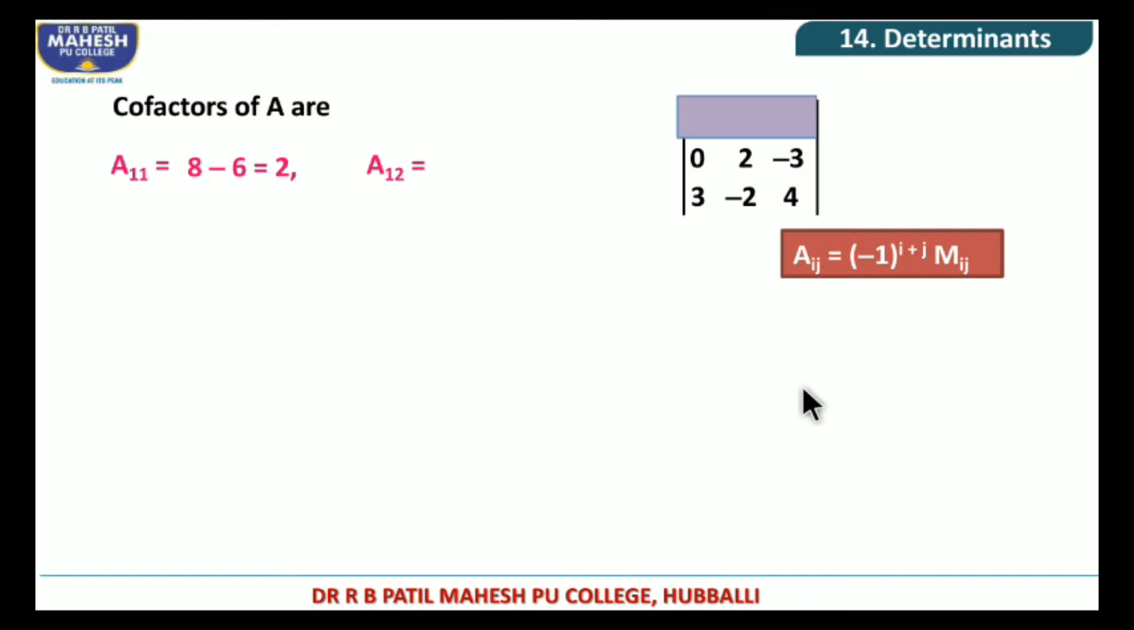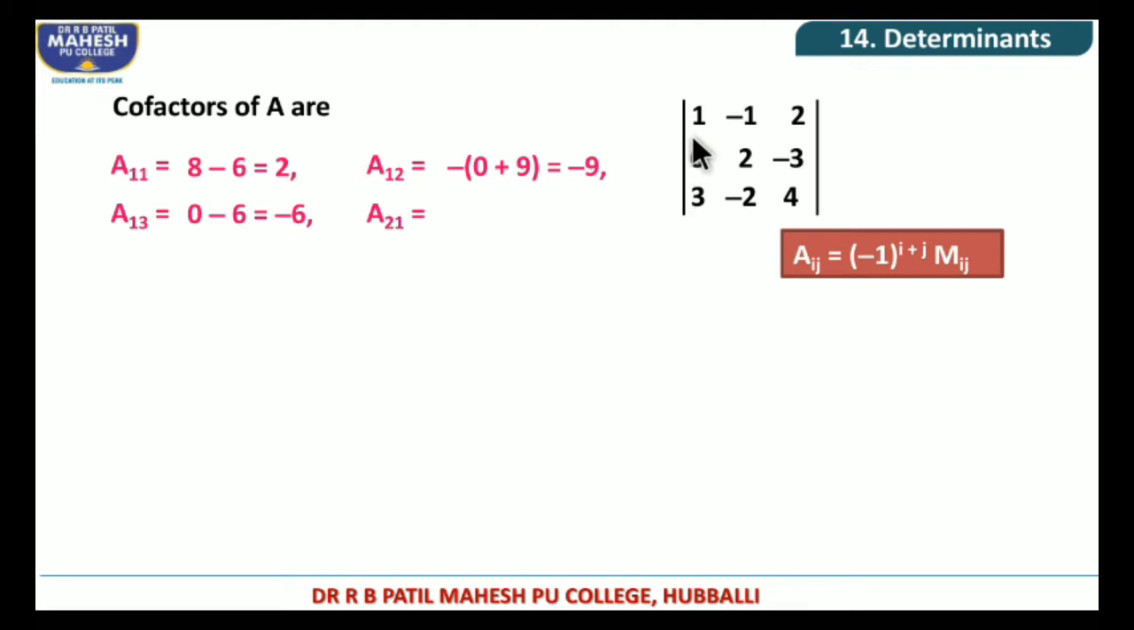Next A12, for this one we have the sign minus, and the remaining determinant value is 0 into 4 is 0, minus 3 into minus 3 is minus 9. So minus of minus 9 is equal to 9, and the sign minus is already there. So minus 9 is the cofactor. And for A13 we have the sign plus. The remaining determinant value is 0 into minus 2 is 0, minus 3 into 2 is 6. Therefore here it is minus 6. Minus 6 is the cofactor.